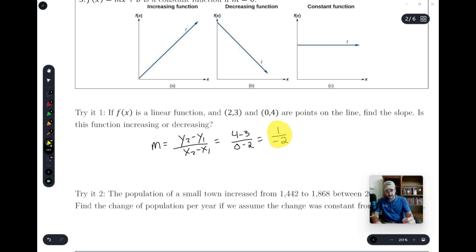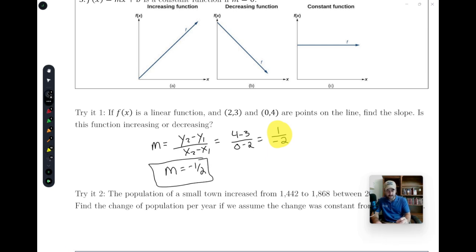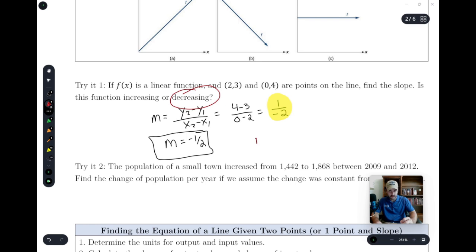And I think this problem asks us to determine whether it's increasing or decreasing. And we're going to say because the slope is negative, or because the slope is less than 0, m is less than 0, implies that the line is decreasing.